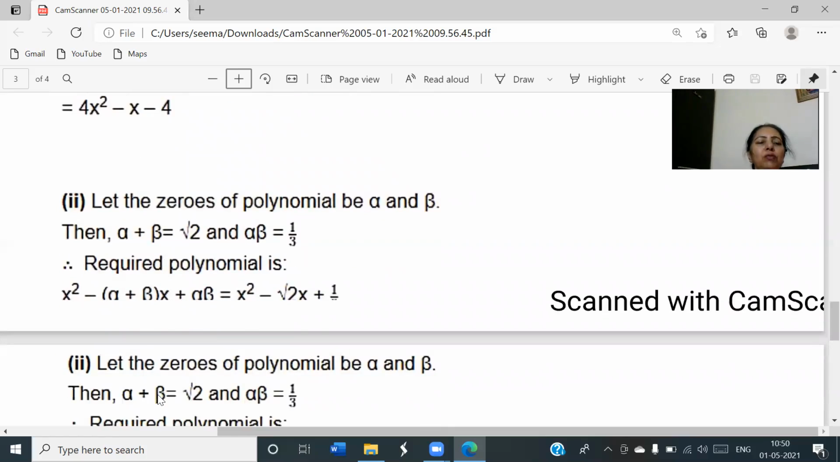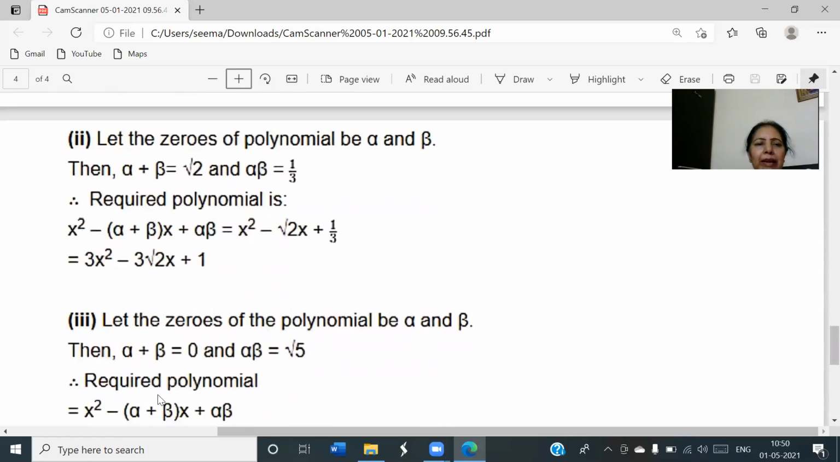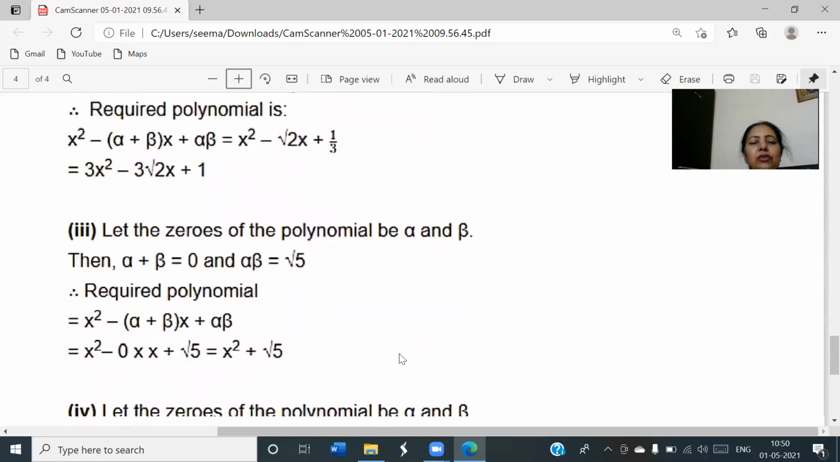Here it is given sum of zeros, that is root 2, and product of zeros is 1 by 3. And the quadratic polynomial is x square minus sum of zeros into x plus product of zeros. Let us replace the values. Alpha plus beta is root 2 and alpha into beta is 1 by 3. By taking LCM, we are getting this quadratic polynomial, and the same process we can follow in other parts. Do try these questions yourself.